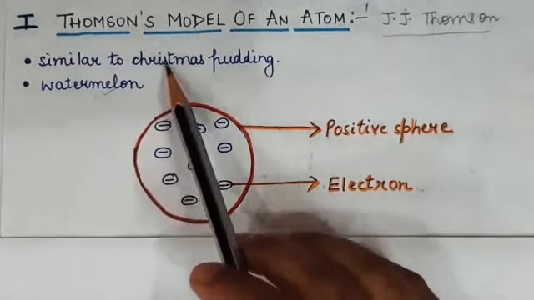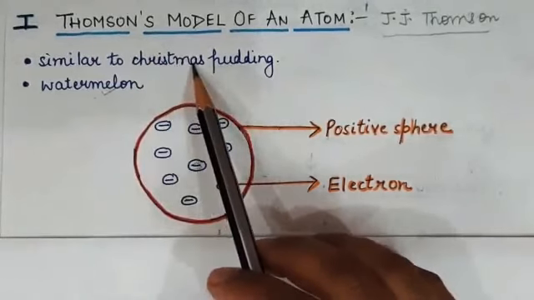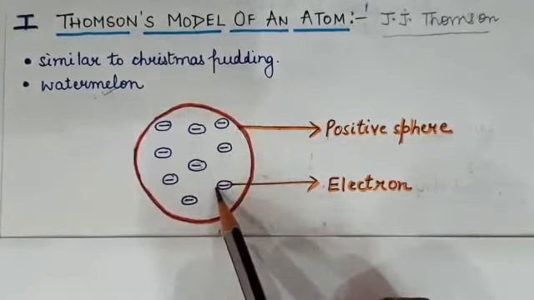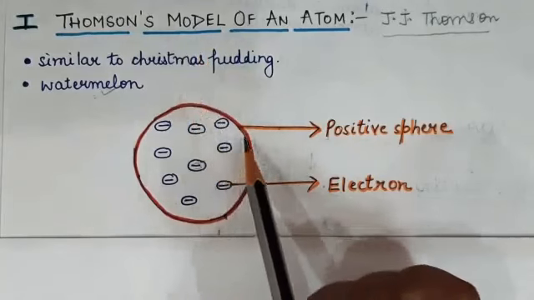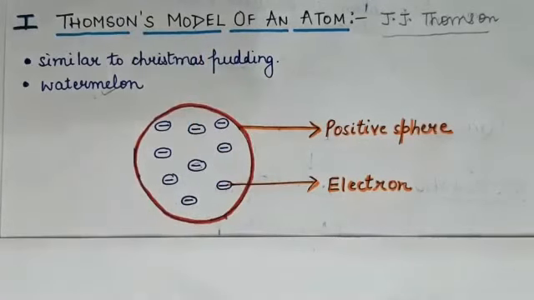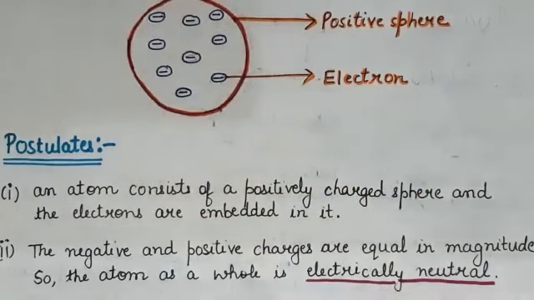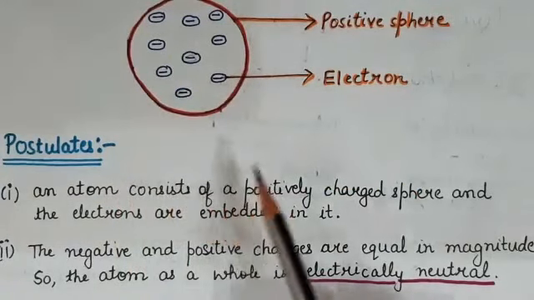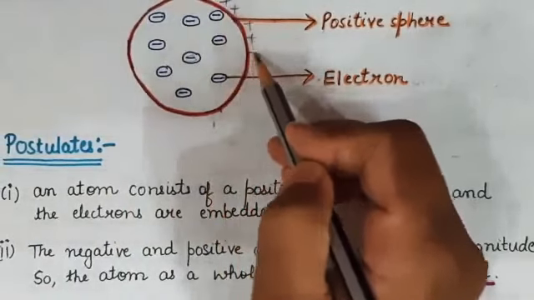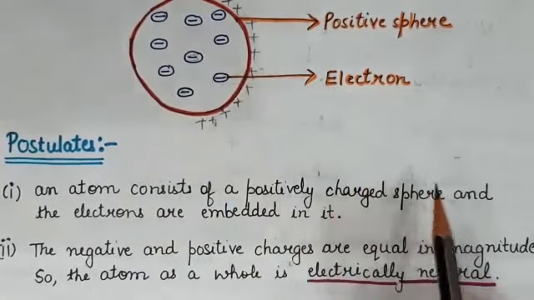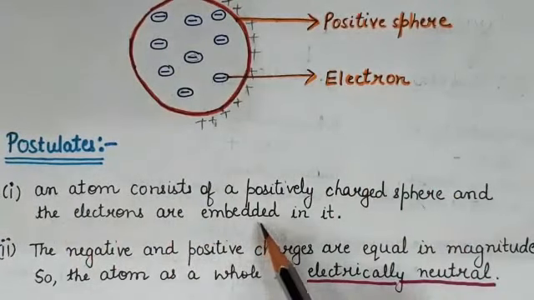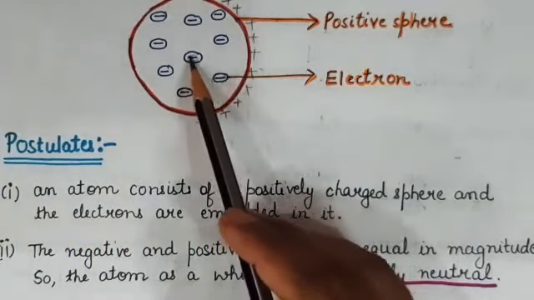Same case with Christmas pudding. The dry fruits were like the electrons, and the pudding, the edible part, was like the positive sphere. So what were the postulates of J.J. Thomson's model? Number 1, an atom consists of a positively charged sphere, and the electrons are embedded in it. You can see the electrons are embedded in it.